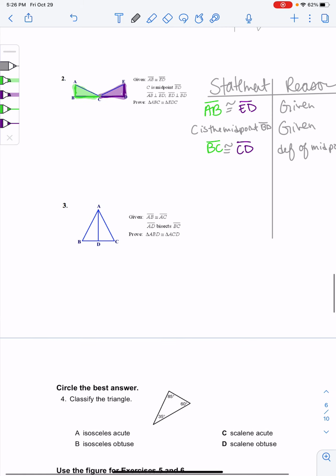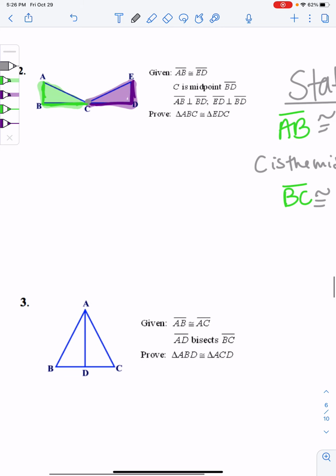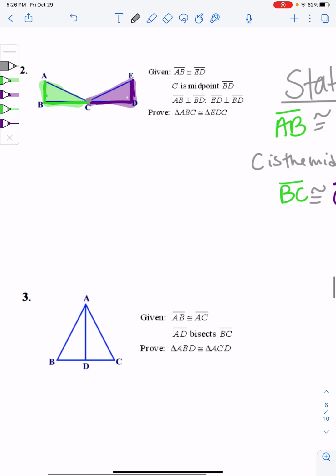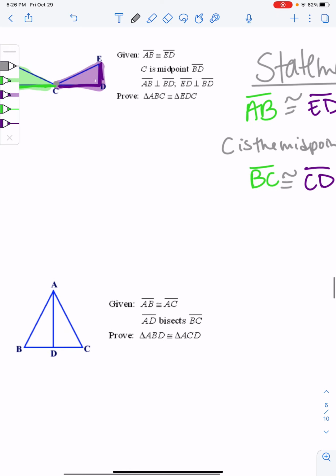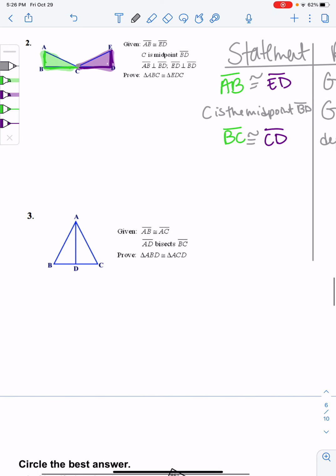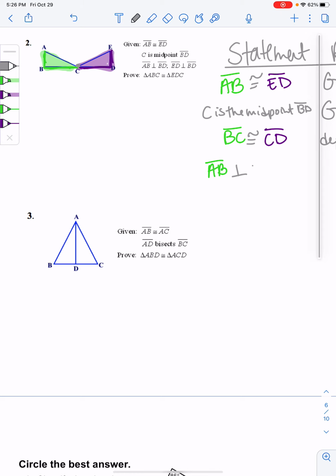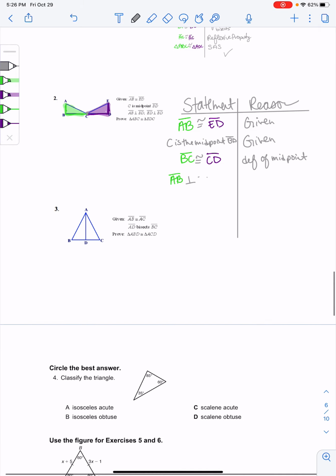Now they're getting fancy with us. They said AB is perpendicular to BD, and ED is also perpendicular to BD. So we've got AB right here, and they're saying that is perpendicular to the whole bottom, which is BD. And then they also said that ED is also perpendicular to the bottom. And so those are given.